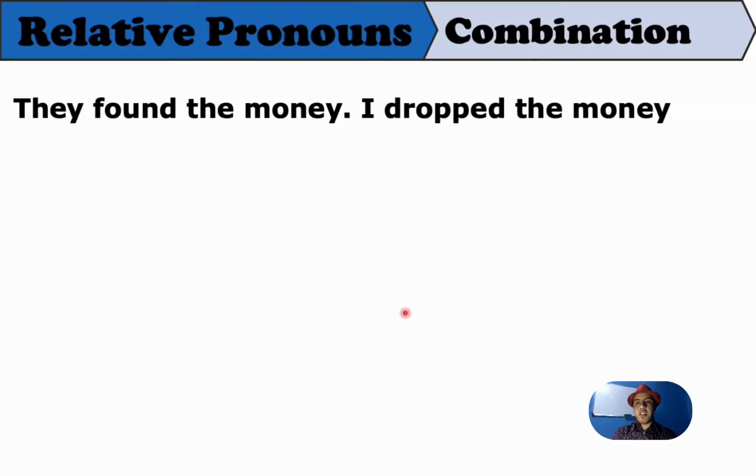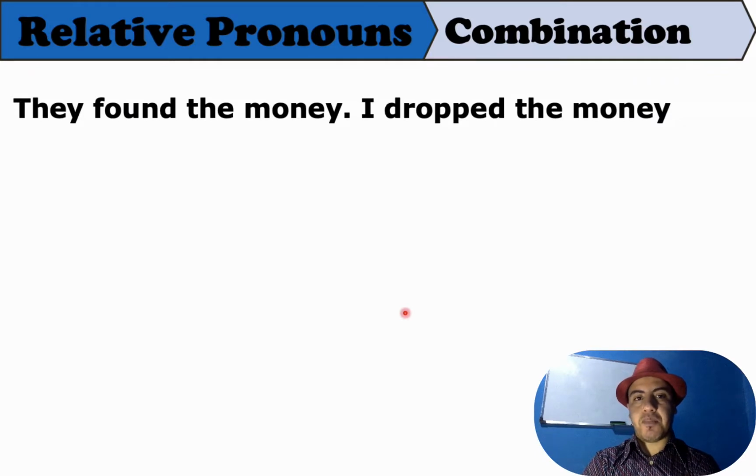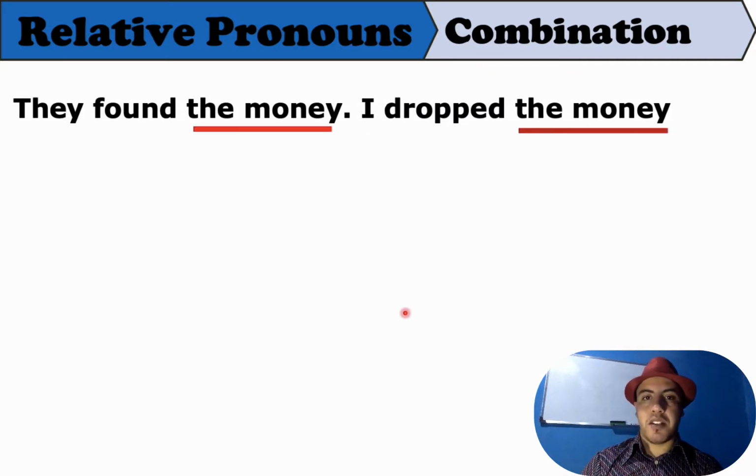Now another example. They found the money, I dropped the money. Okay? So what is repeated? Good, so it is the money. Okay? So which one are we going to delete? Second one. Very good, the money.